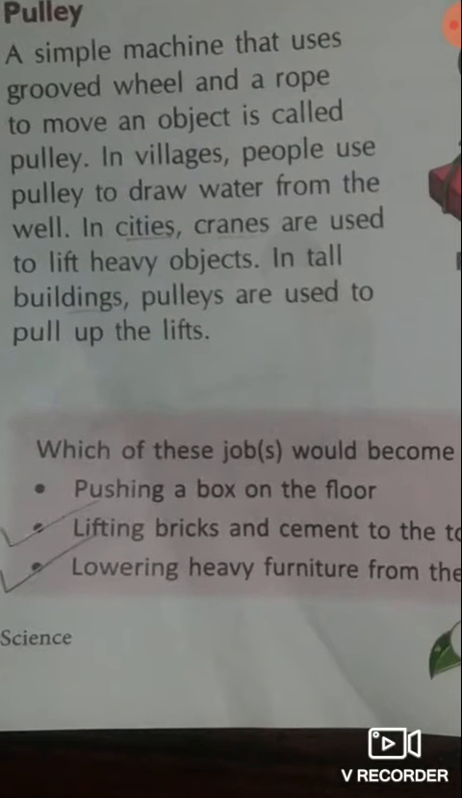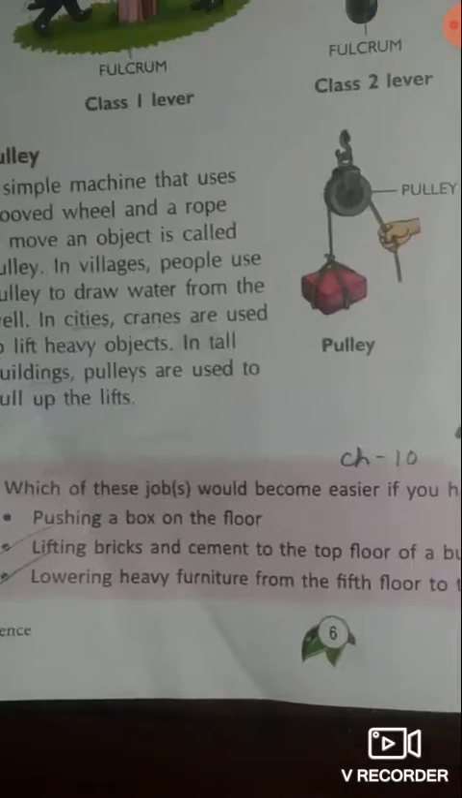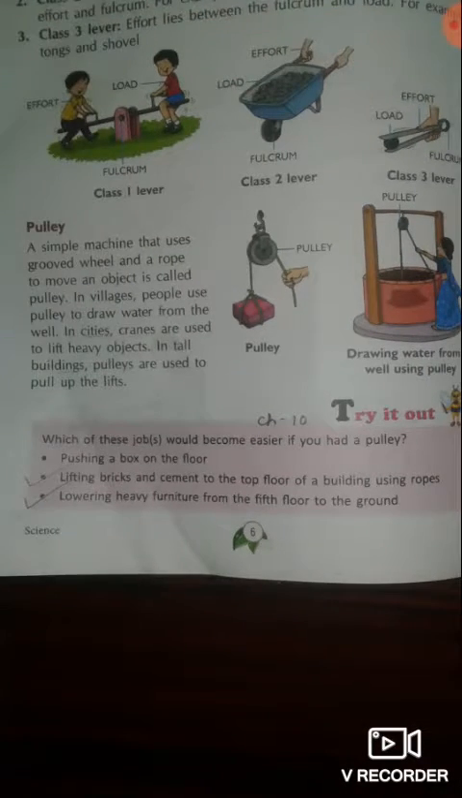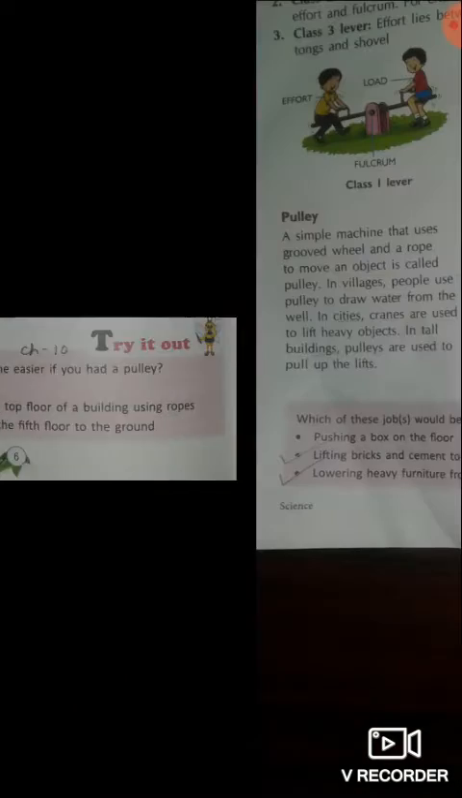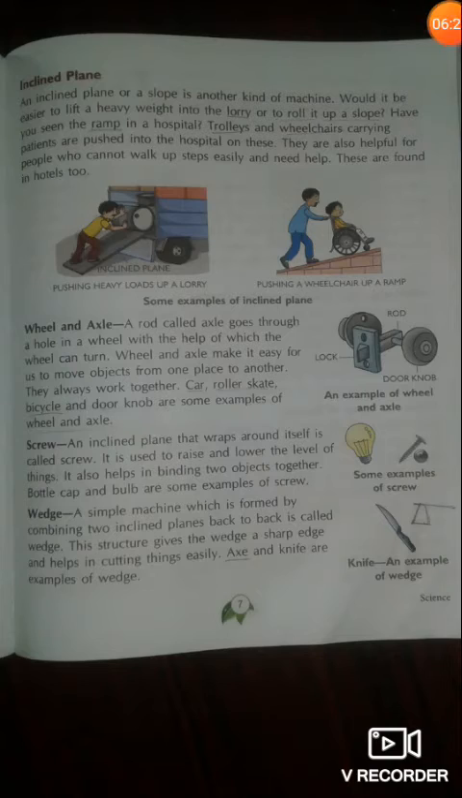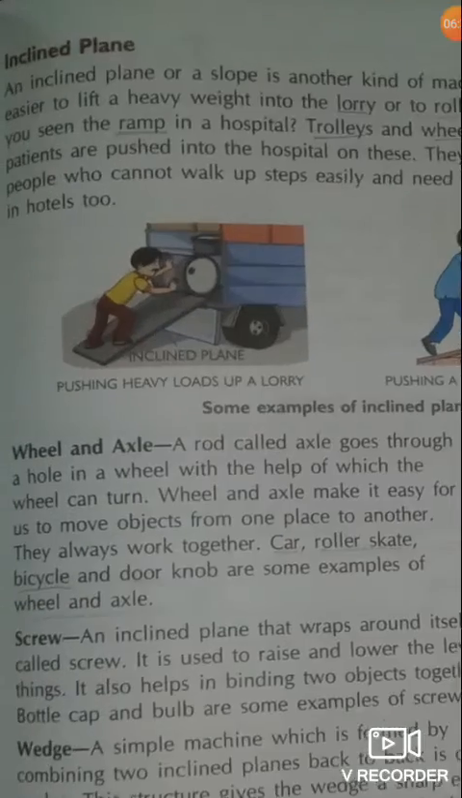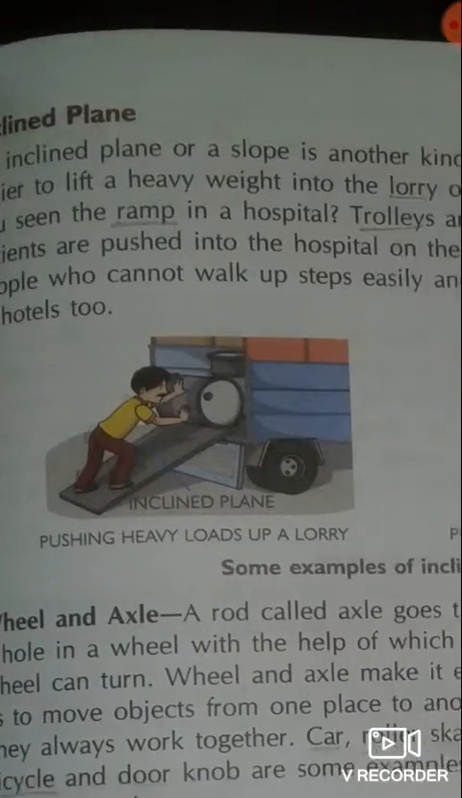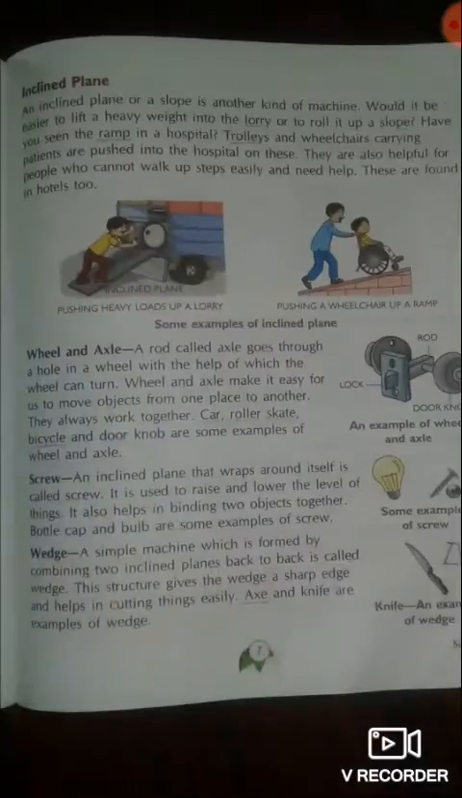In cities, cranes are used to lift heavy objects. Okay, next is inclined plane. What is an inclined plane? An inclined plane or a slope is another kind of machine.